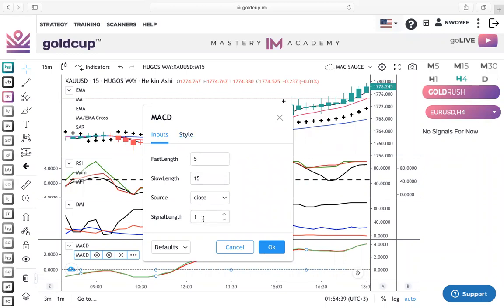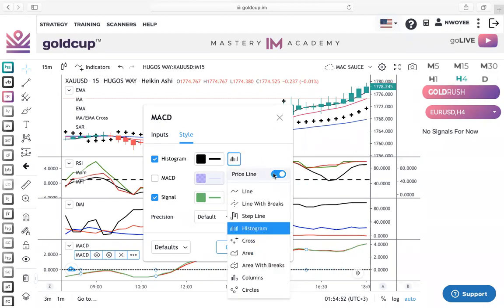5, 15, close, 1 for the input. Now the style: the histogram is checked and is black. And you're going to click on the little box beside it and turn this on. It needs to be blue, and then you need to click on histogram, okay?